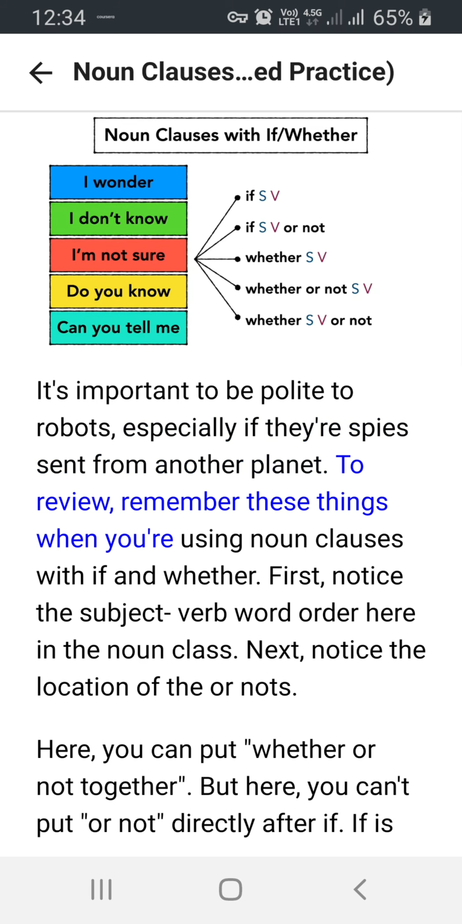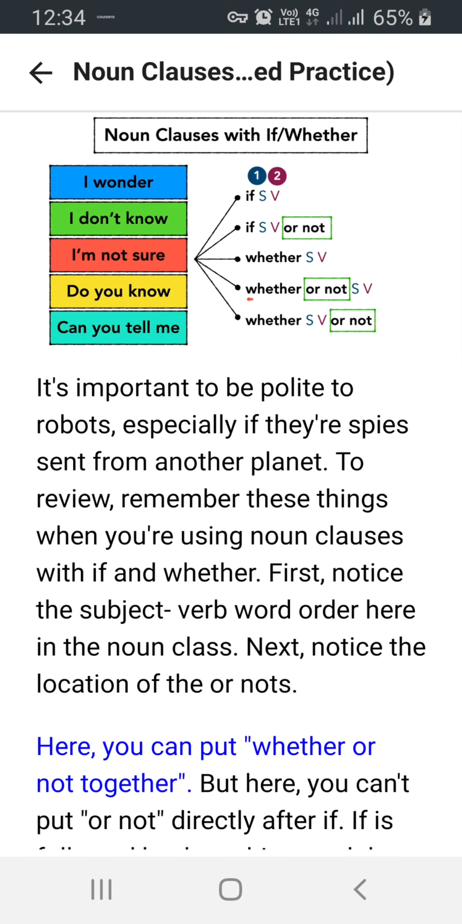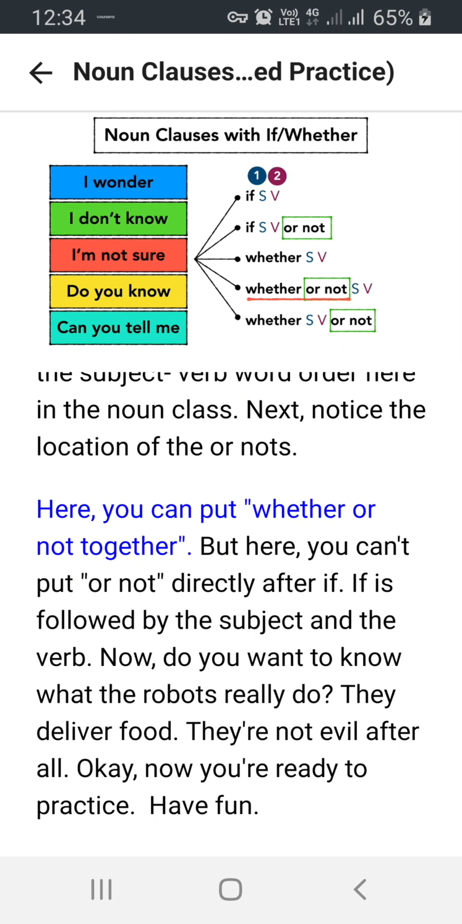To review, remember these things when you're using noun clauses with if and whether. First, notice the subject, verb, word order here in the noun clause. Next, notice the location of the or nots. Here, you can put whether or not together, but here, you can't put or not directly after if. If is followed by the subject and the verb.